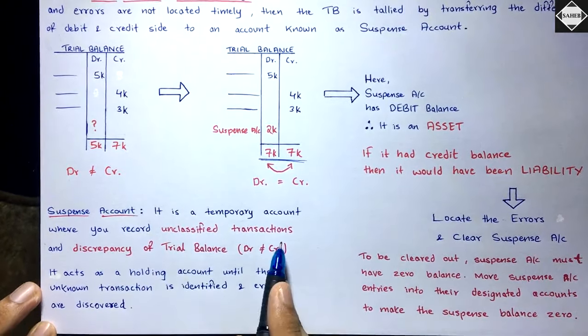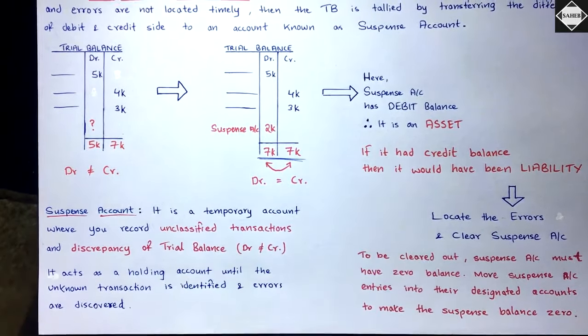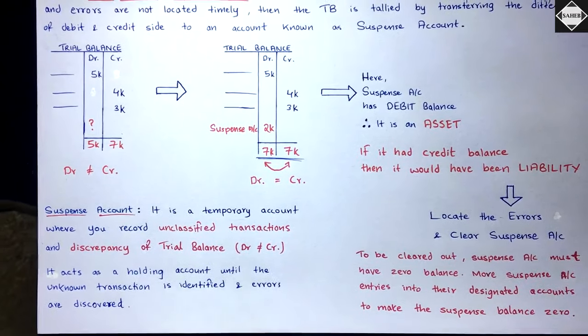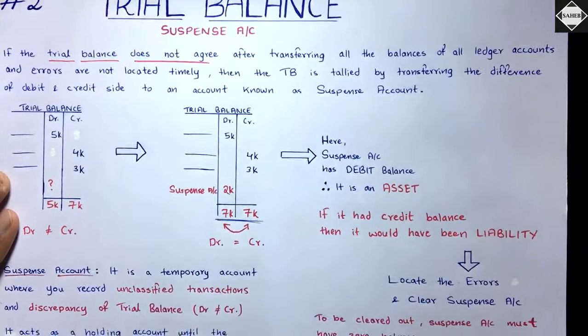Okay, unclassified transaction and discrepancy of trial balance. Fine. So it's just a temporary account which is opened for the unclassified transaction and the discrepancy of trial balance. Is that clear? It's very simple. It's not difficult at all. Okay. So that's it for this video.